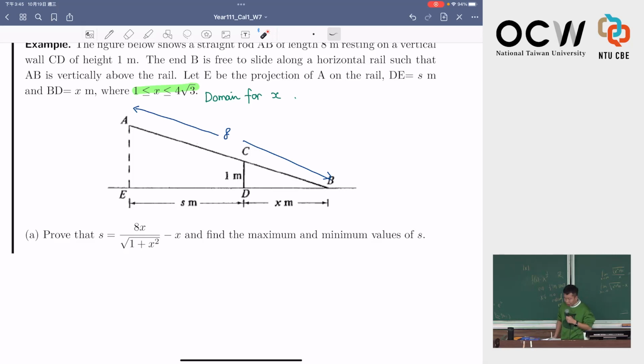So we need to make some connection or some relation between S and x. But what's the idea? This again is not university mathematics, but you need to be sensitive about this. Whenever you see a bunch of triangles, then the technique is to compare similar triangles.